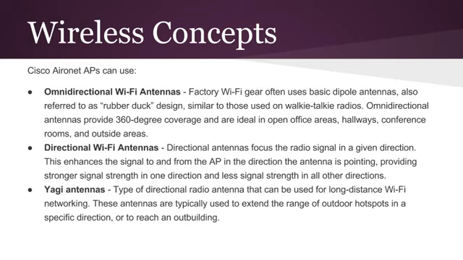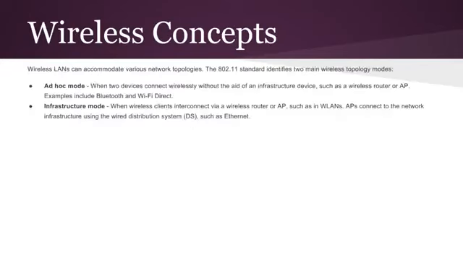Directional Wi-Fi antennas, on the other hand, focus the radio signal in a given direction. This enhances the signal to and from the access point in the direction the antenna is pointing, providing stronger signal strength in one direction and less signal strength in all the other directions. And the Yagi antennas, lastly, are a type of directional radio antenna that can be used for long-distance Wi-Fi networking. These antennas are typically used to extend the range of outdoor hotspots in a specific direction or to reach an outbuilding.